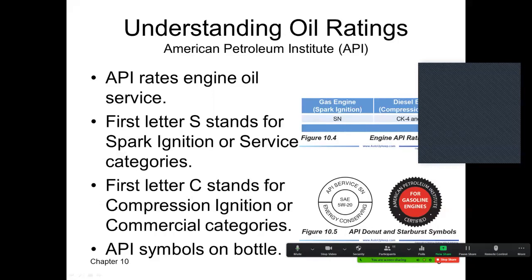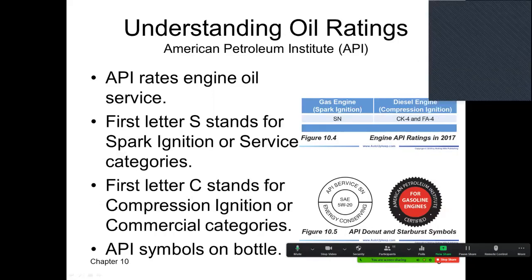So anyways, you can see here that we have two different types of engines that are available. Gas engine, which is spark ignition, or SI, and then we have diesel engines that are compression ignition. And you can see they have a different API rating, CK-4, and then there's a new one, FA-4. This newer diesel engine oil is super thin, and if you put that oil in an older diesel engine, you're going to blow it up. So super important that you guys use the correct oil for the vehicle, okay?